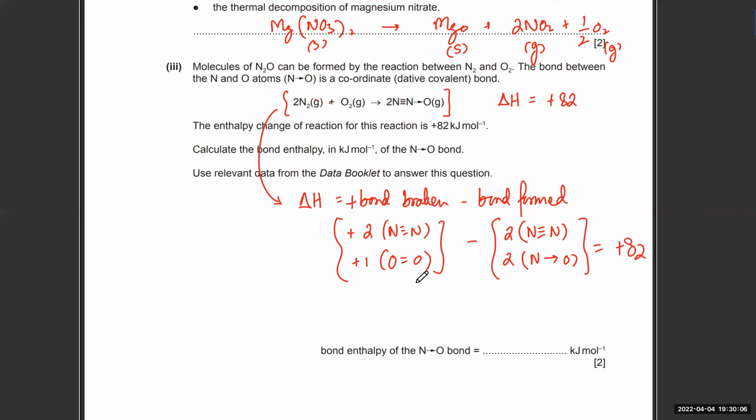Bonds broken minus bonds formed, make sure you count them properly. The N triple bond N would probably get canceled out. So you're left with one O double bond O, that is, I think, 496. So that is plus 496 and minus 2 times N dative bond O. And that's equal to plus 82. So you're going to try and solve this. It's going to be 496 minus 82 is equal to 2 times the NO bond energy. The next thing is you're going to divide the whole thing by 2.